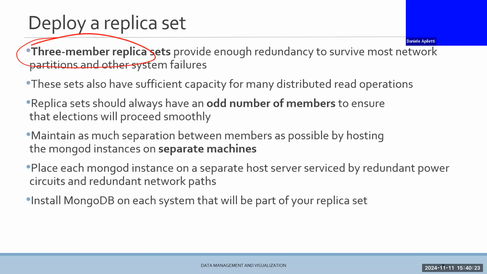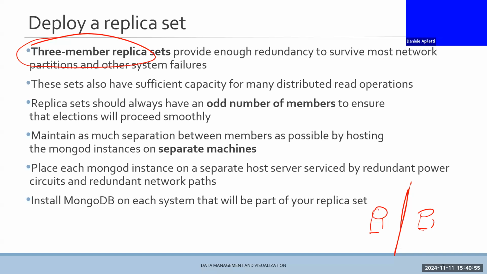It's the minimum because if you have 2 members, when one dies, you don't know if it's disconnected from the other, so which is alive. Okay, so I have 2 nodes here. They disconnect. They can't talk to each other. Which is winning? Nobody knows, because we cannot decide. So that's impossible as a 2-member replica set.